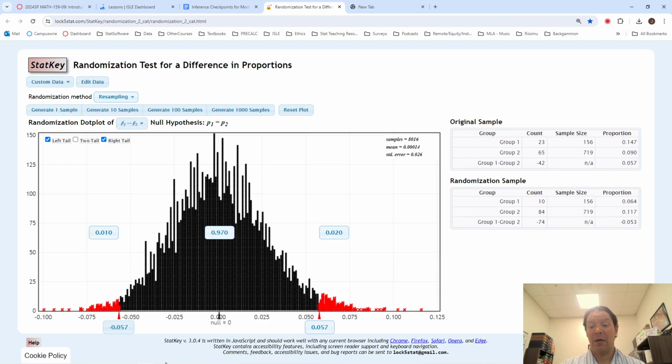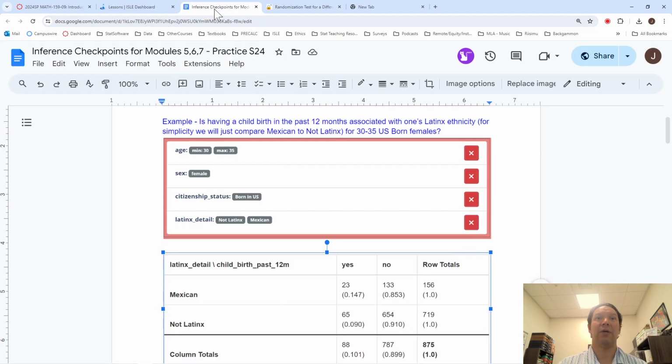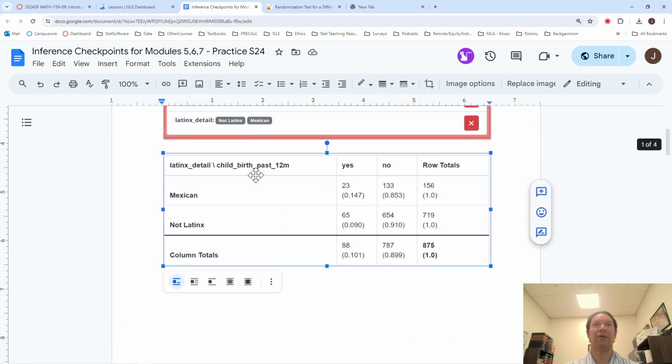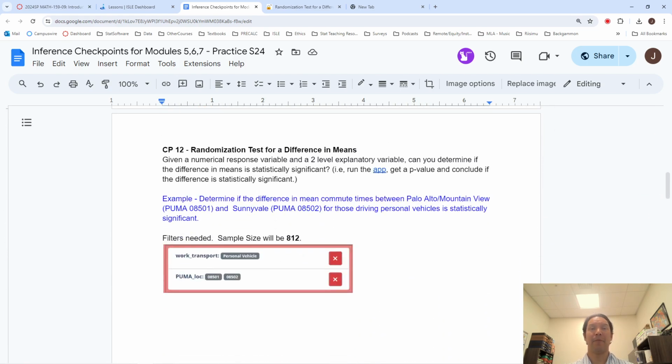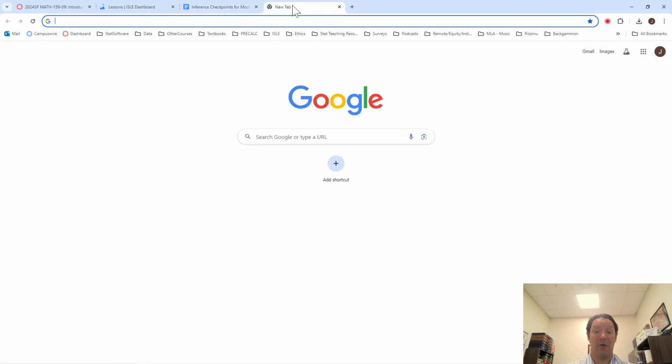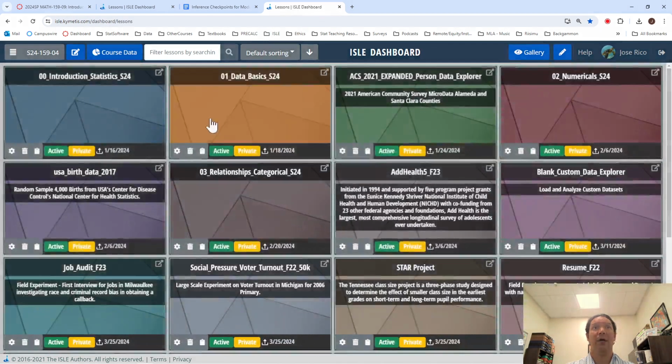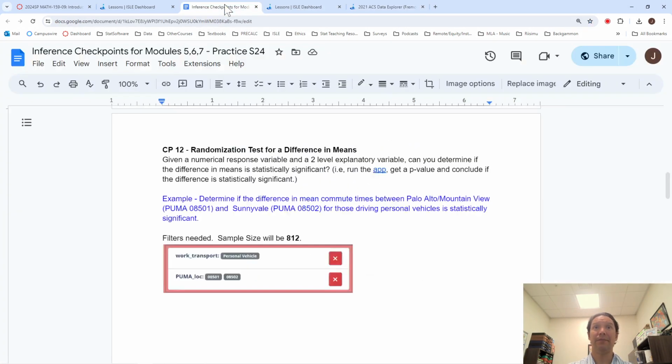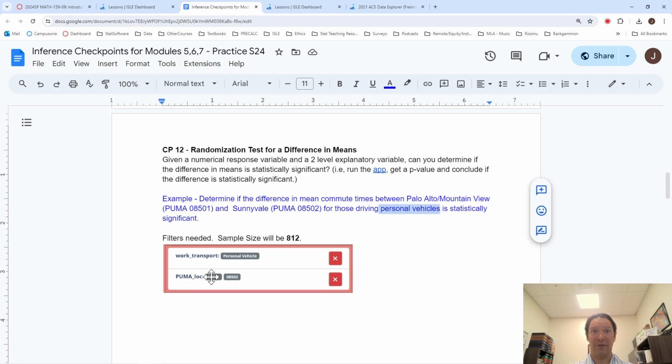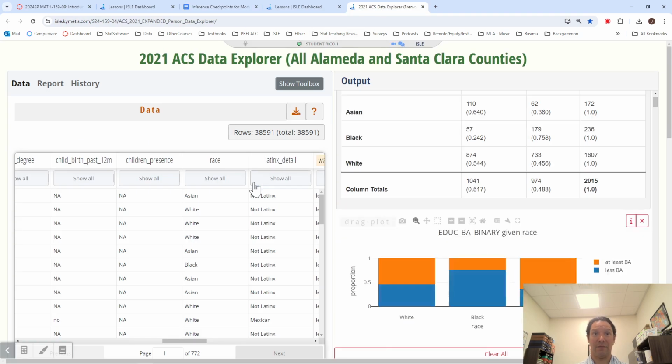All right, so now let's go to the second question on the assignment. This one's saying, let's do a randomization test for difference in the means. I'm going to close some things down so I have fewer things running. We're probably going to get into trouble here because now I need to open up ISLE. I need to go to my Data Explorer, and I'm going to need to filter these two groups. I'm going to need to get personal vehicles, Personal vehicles 8501 and 8502.